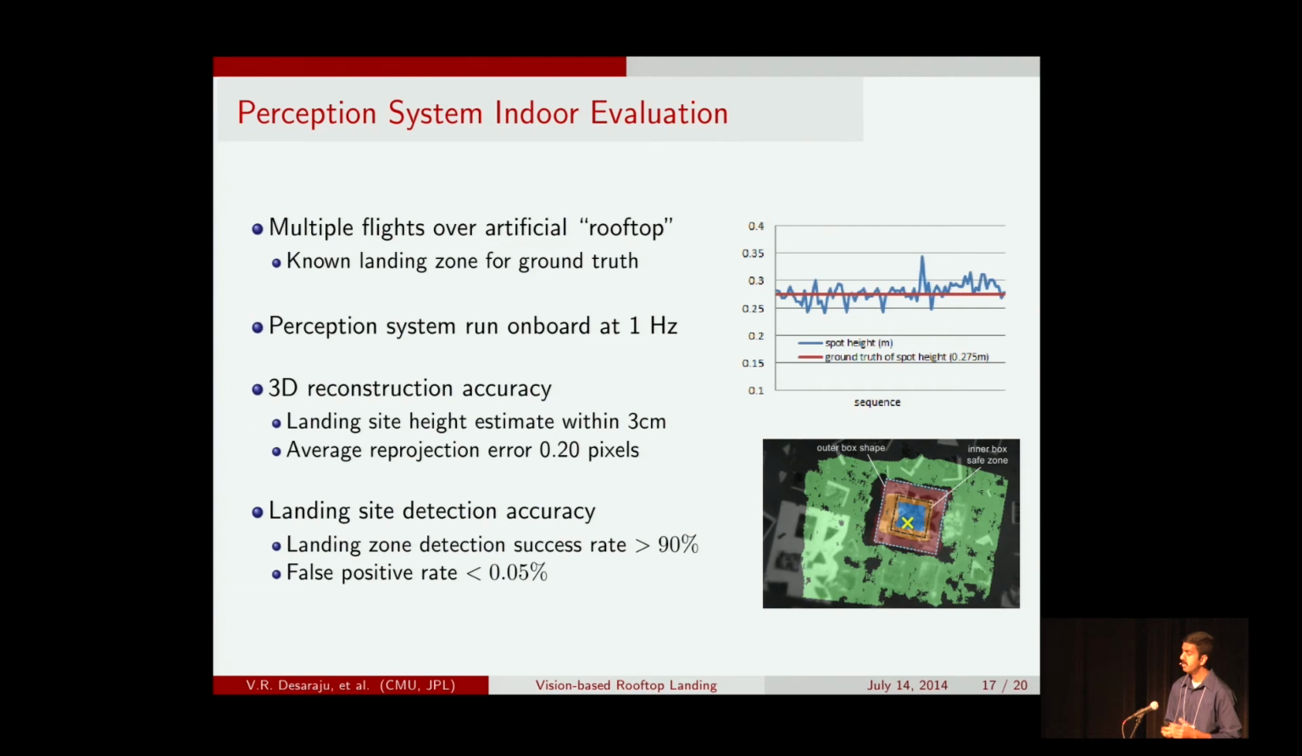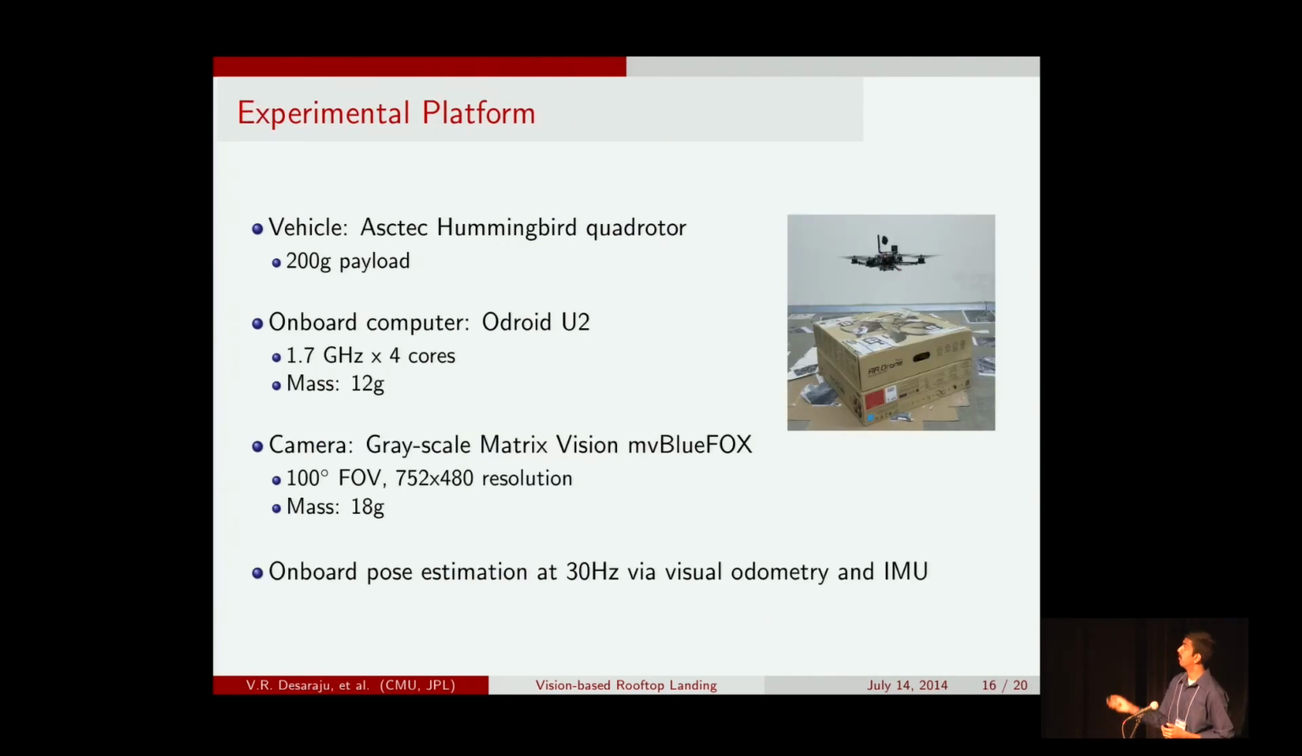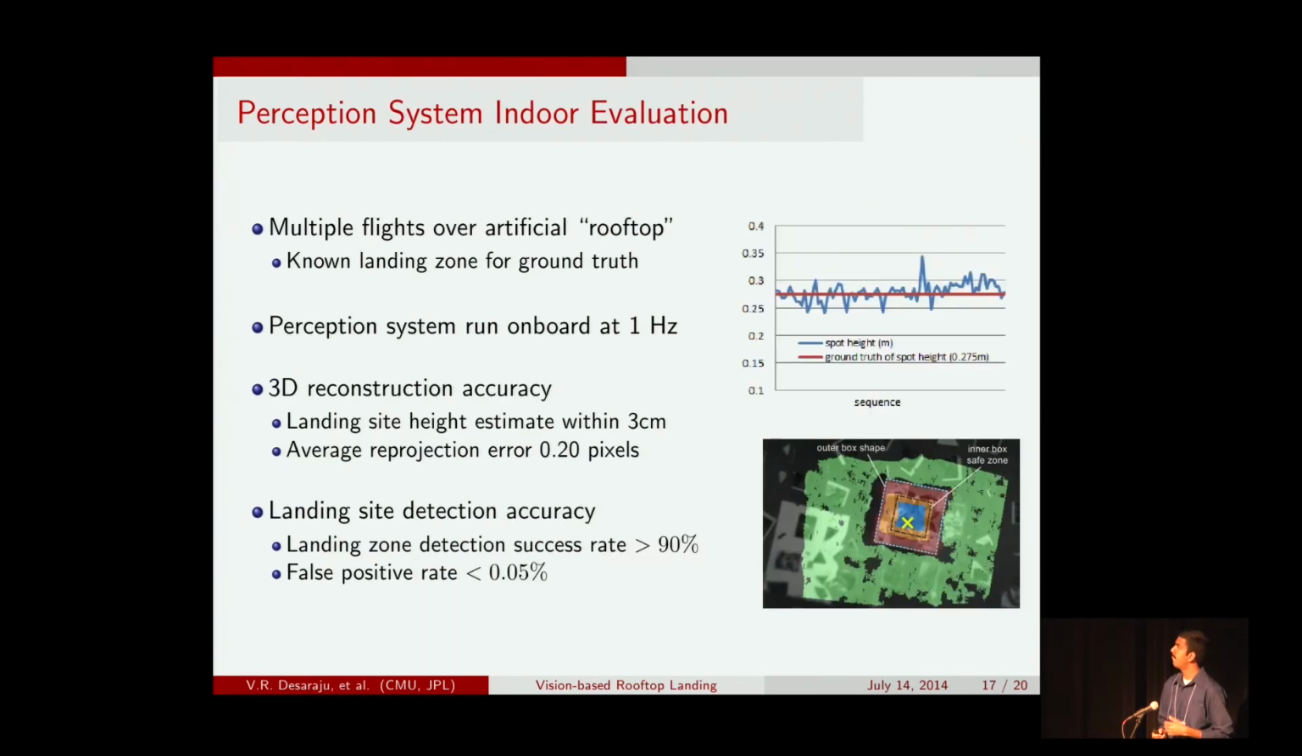To test the perception system, we ran a sequence of flights indoors over the stack of boxes, representing a virtual rooftop scenario. And the perception system was run at 1 hertz. The boxes allow us to evaluate some ground truth. So then to measure performance, we looked at the 3D reconstruction accuracy, specifically in terms of how accurately we can estimate the height of this landing site.